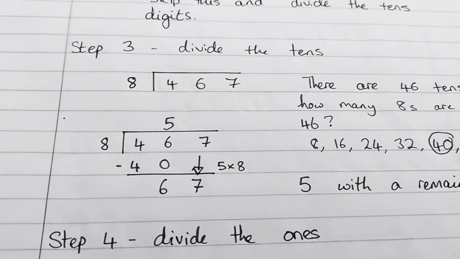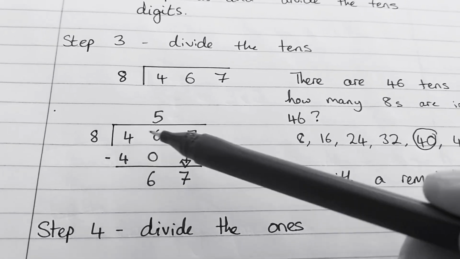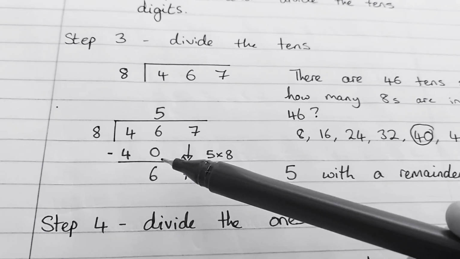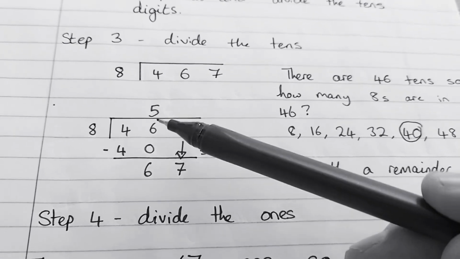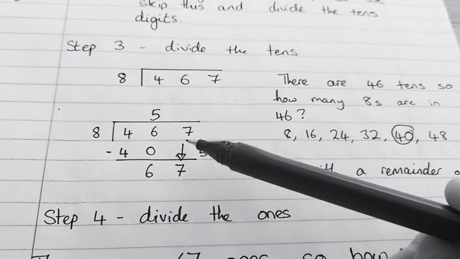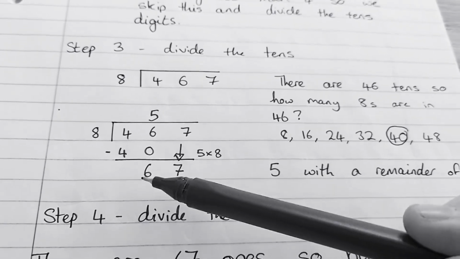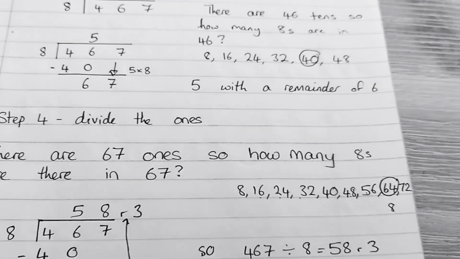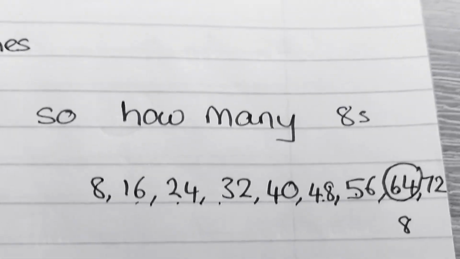So let's just put that into our sum to show. So that 5 in the tens digit, 5 times 8 is 40. 46 minus 40 gives you 6. Bring the 7 down to make 67 ones. So now we're going to divide the ones. There are 67 ones, so how many 8s are there in 67?